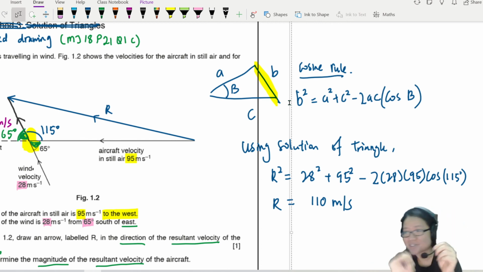I'm not going to edit that part out. And then bring your protractor. All right, so scale drawing method. Use solutions of triangle to double check your answer.